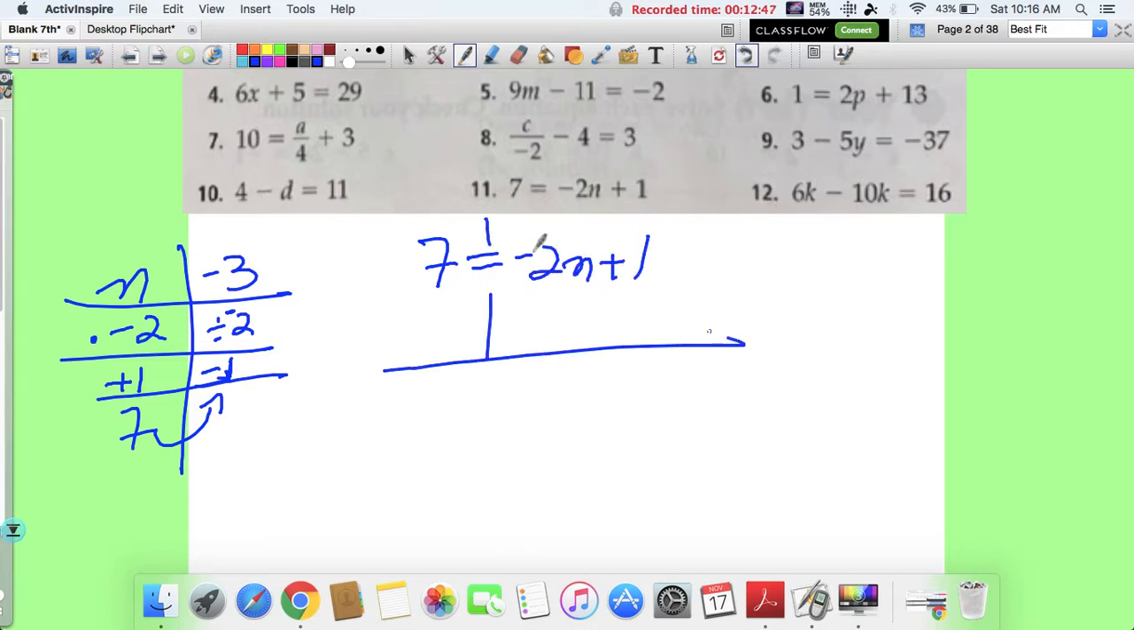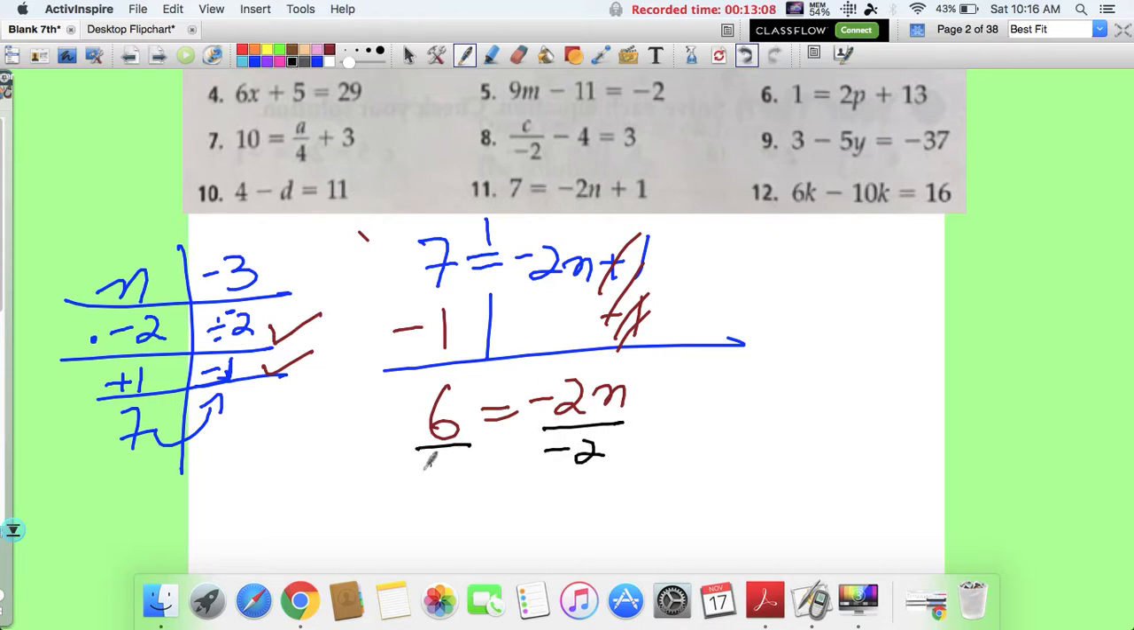So, first thing I have to do is add 1. Sorry, -1. -1 this side, -1 this side. And I get 6. Over here, these two go adios. Now we're going to do this step. We're going to divide both sides by -2. -2 and -2 becomes +1, and +1 times n becomes n. And 6 divided by -2 is -3.